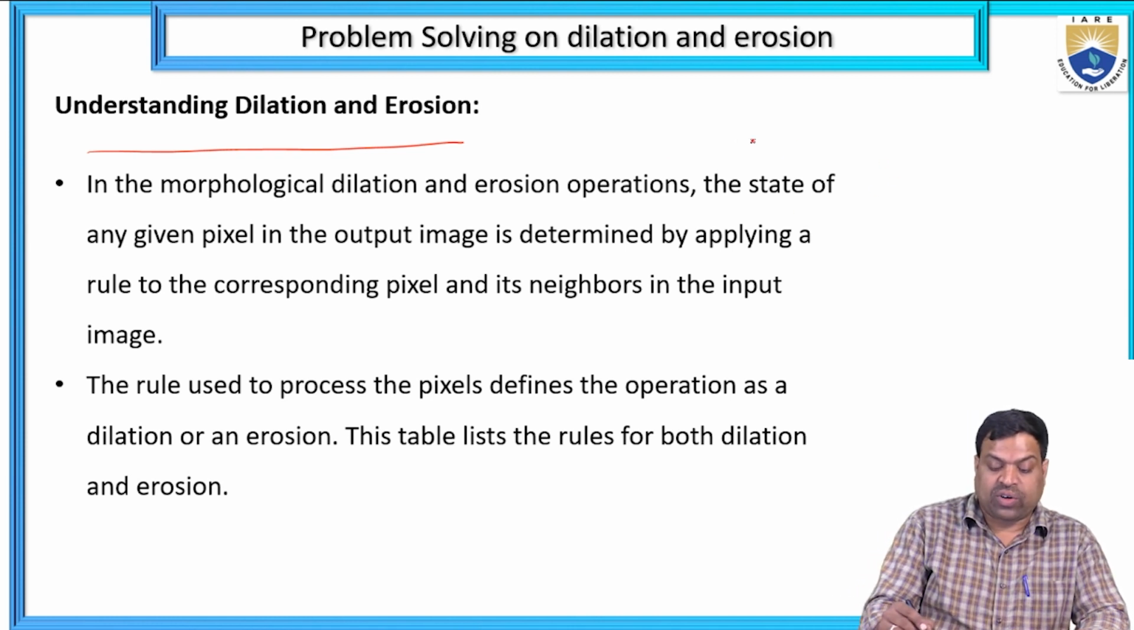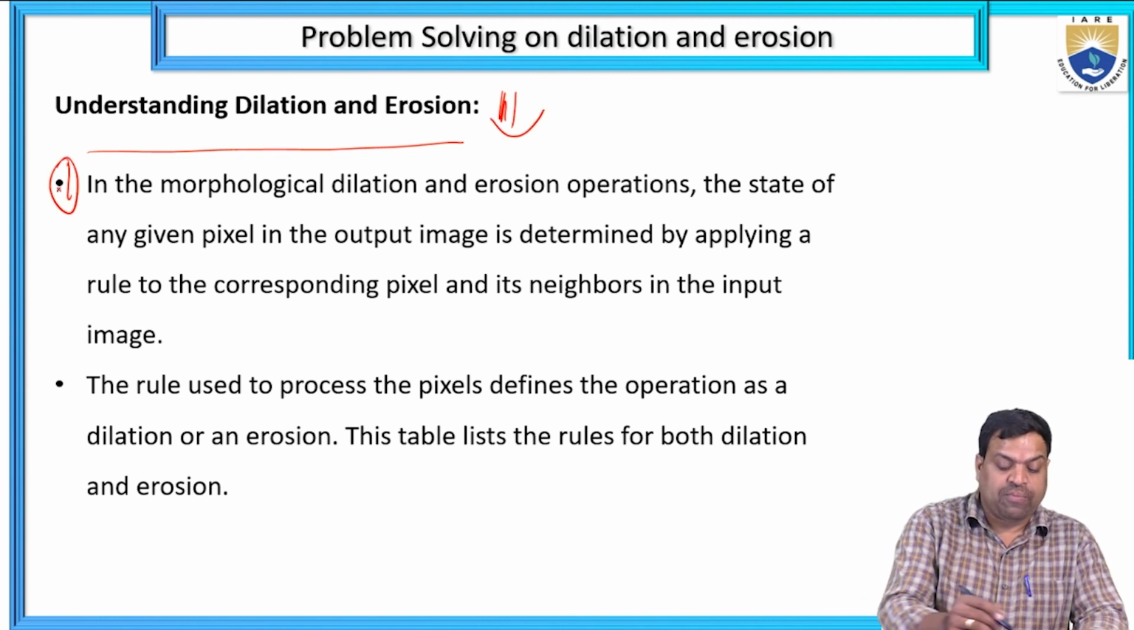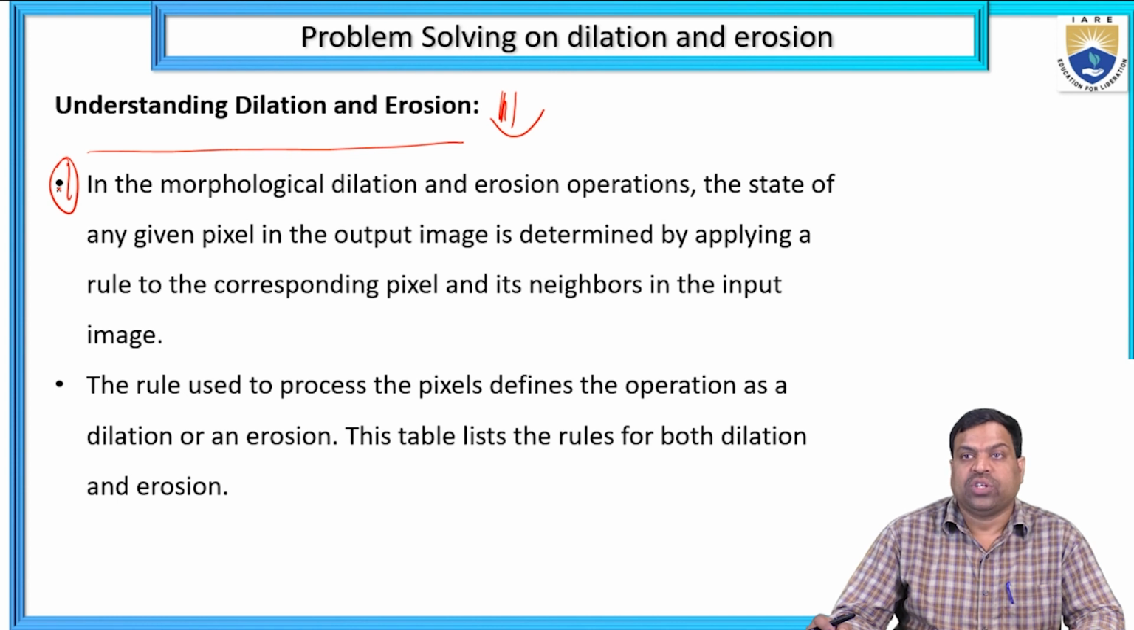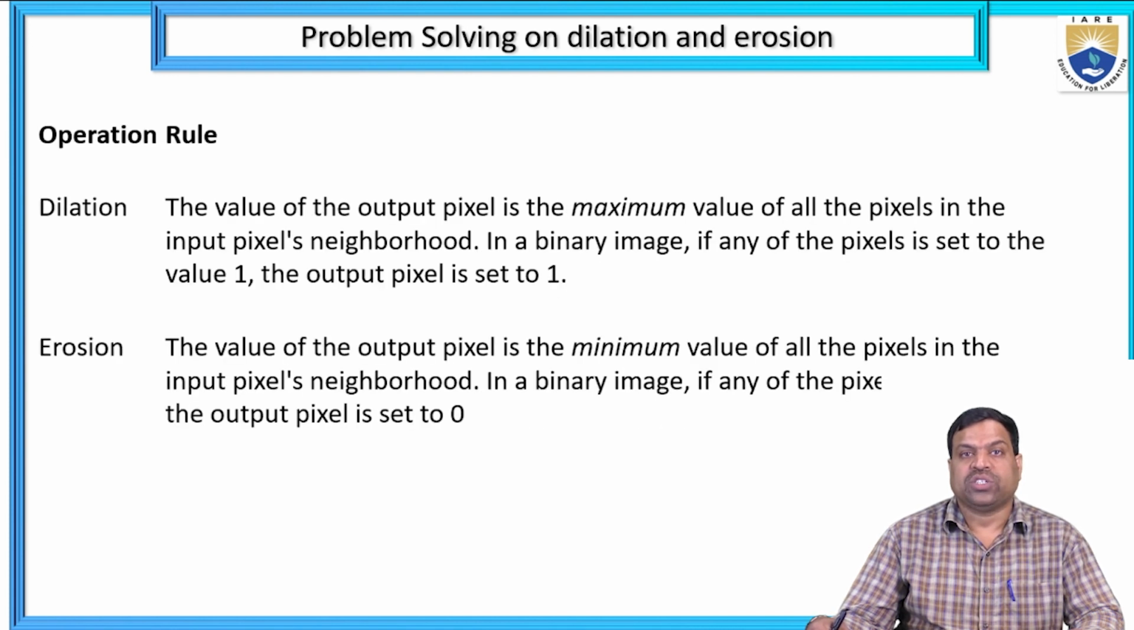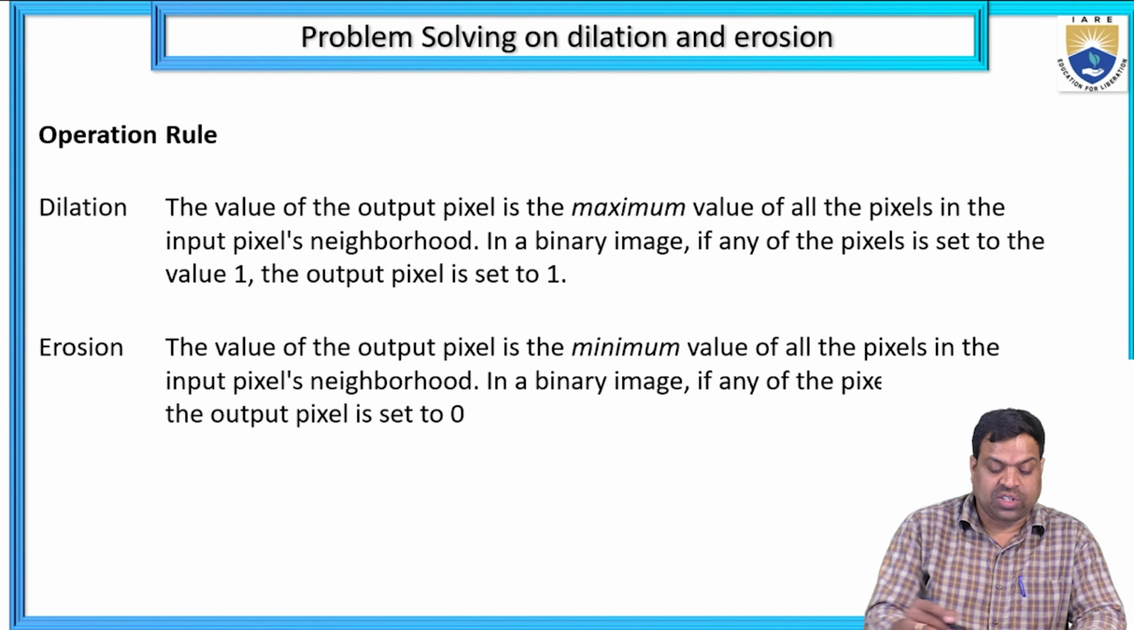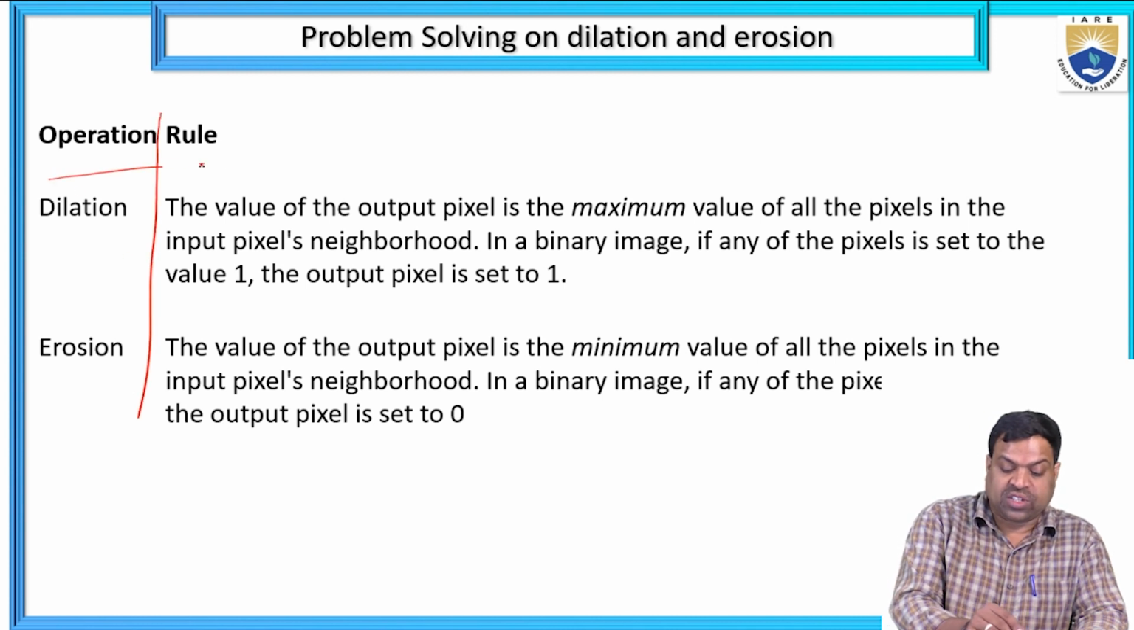So what is the understanding of dilation and erosion? First point: in the morphological dilation and erosion operation, the state of any given pixel in the output image is determined by applying the rule to the corresponding pixel and its neighbors in the input. The rule used to process the pixel defines the operation as a dilation or an erosion. This table lists the rules for both dilation and erosion. So what is the operation rule for dilation and erosion? These are the rules.